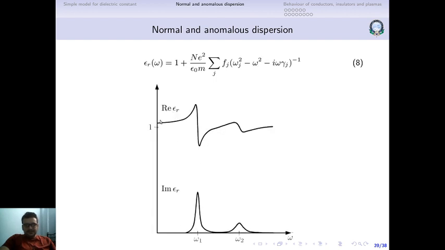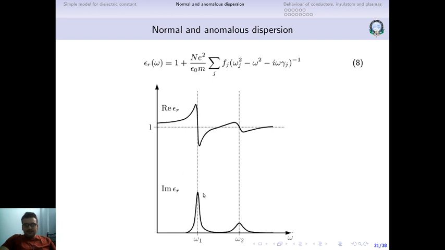So we have a plot of the real part of the dielectric constant and the imaginary part of the dielectric constant. We have two different resonant frequencies, omega 1 and omega 2, and this is how they vary. When I'm getting closer and closer to the omega 1 frequency, the difference omega 1 squared minus omega squared becomes smaller and smaller. This term is going to dominate in epsilon r, so as it becomes smaller and smaller, epsilon r is going to become bigger.